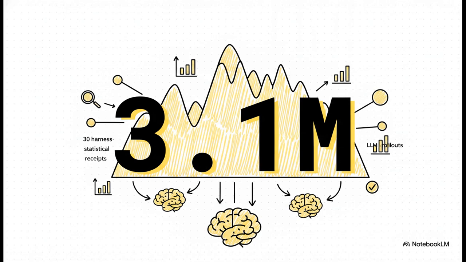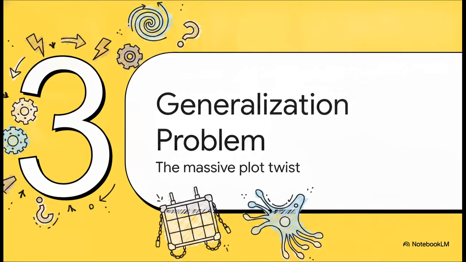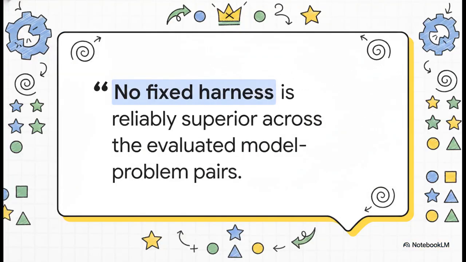They brought an absolute mountain of statistical receipts to back up their point. Section 3. The generalization problem. Here comes the massive plot twist. So, what actually happens when you throw 3.1 million rollouts at the assumption that we have universally superior harnesses? Well, the data delivered a huge plot twist.